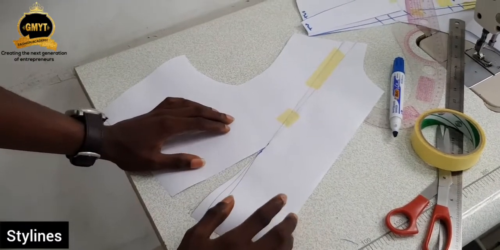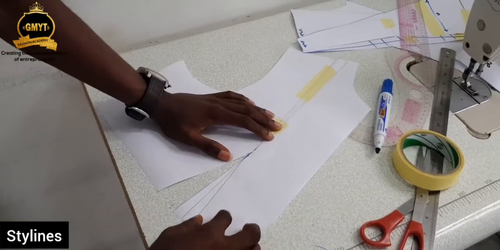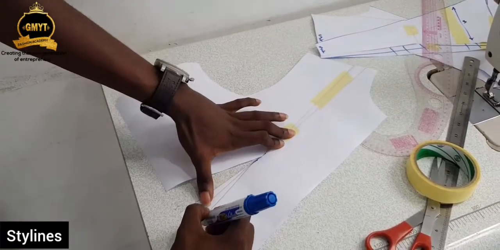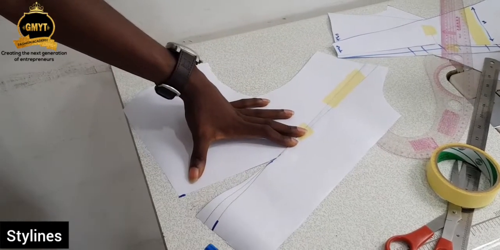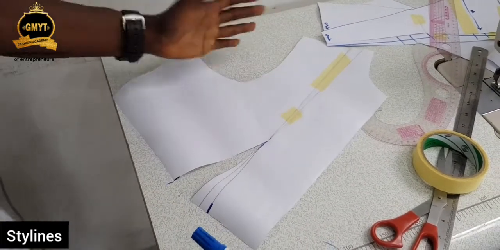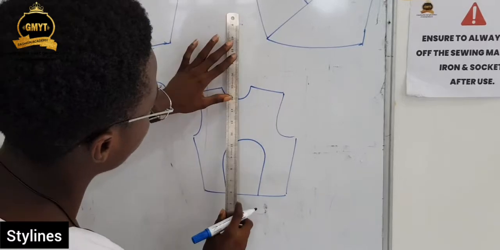Alright, so now it means my dart width for the waistline has increased. So it means it's coming all the way from this point down to this point here. Right? So now don't forget, I have a style line coming all the way. If this is half of my bodice now.